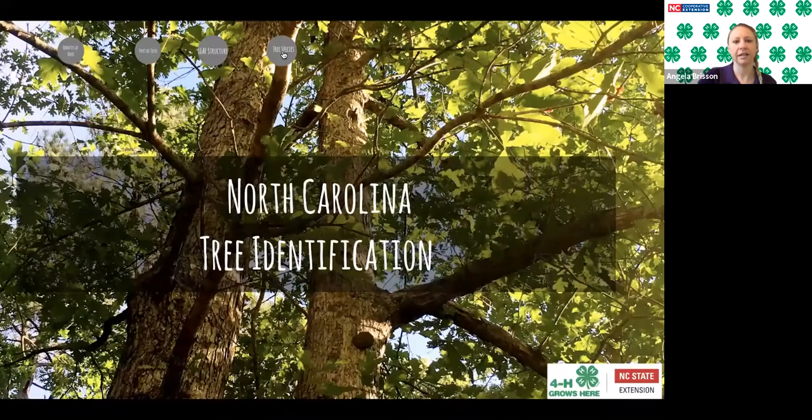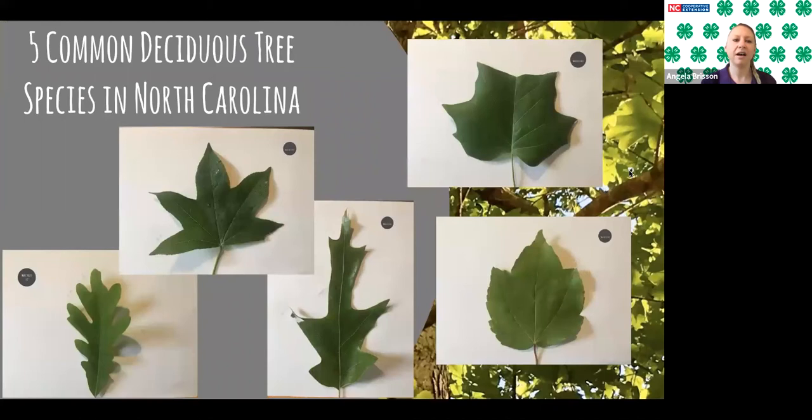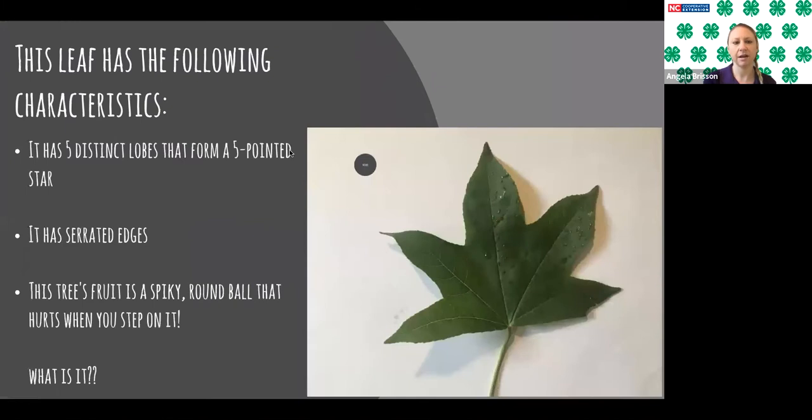All right, so let's get into it then. I've picked out 5 different very common tree species that you are going to see in North Carolina. And we'll start right here with this star-shaped one. So here are some characteristics of this leaf, and I want you to type in the comments what you think this leaf is or what tree this leaf comes from.